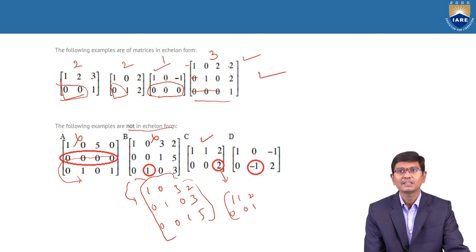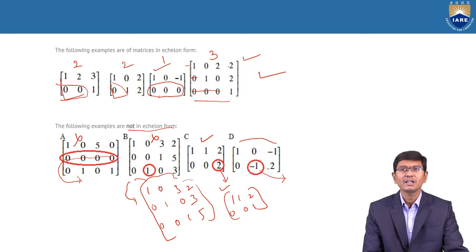Then only this matrix is said to be in echelon form of a standard formula. Again, similarly, coming to the fourth one, it is 1 0 minus 1, and 1 minus 1 2 is a value. But here in the second row, we are observing a minus 1, but we require a 1 value.